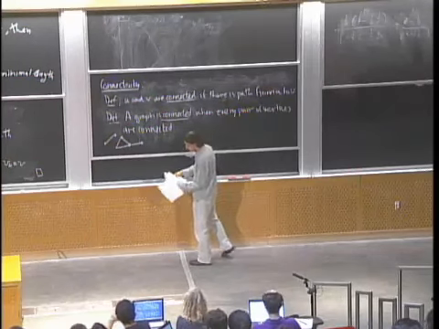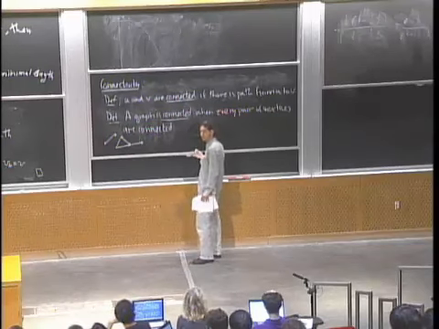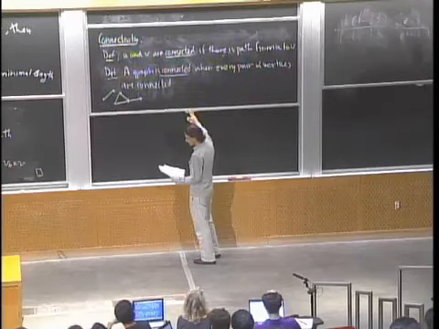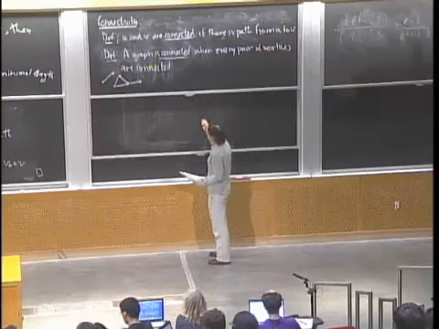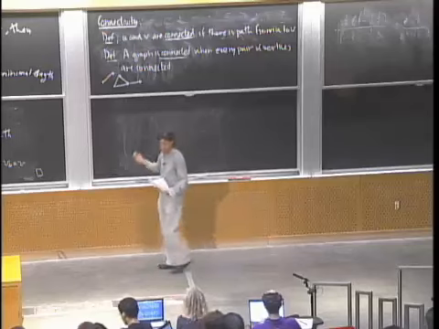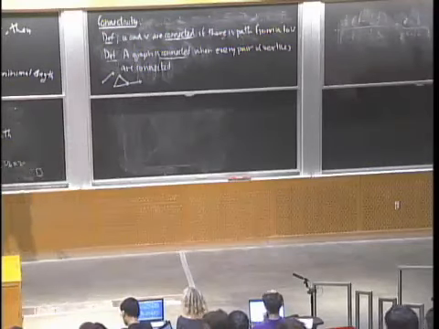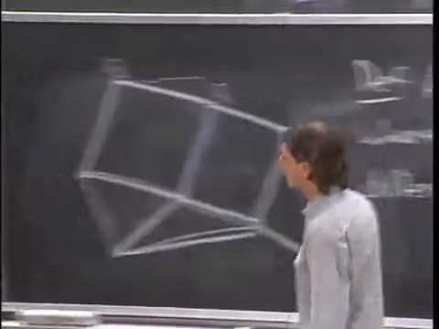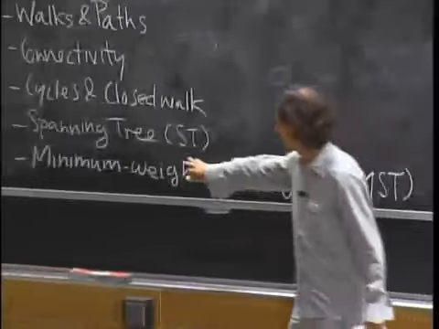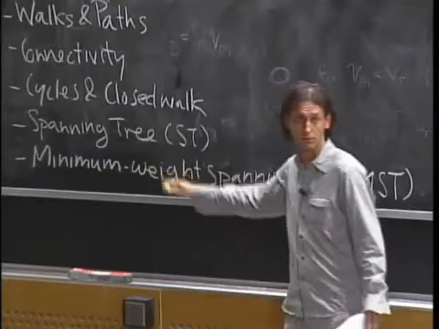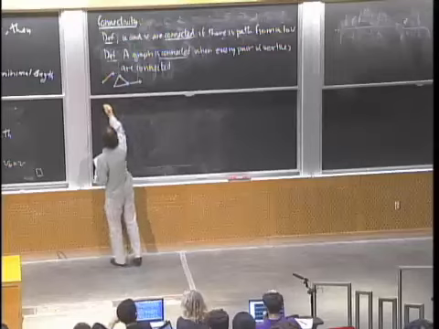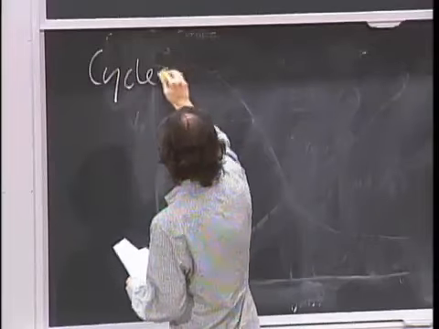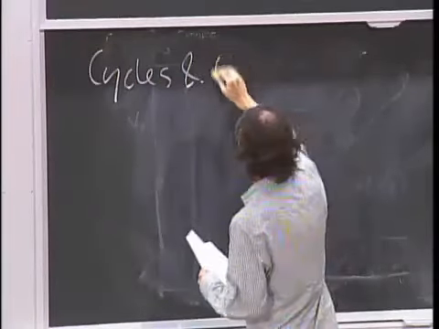And now we can start talking about cycles and closed walks. And together, these concepts will help us to define trees. And then we can start talking about this very special concept, spanning trees. Okay, so let's see how that works. So, cycles and closed walks.